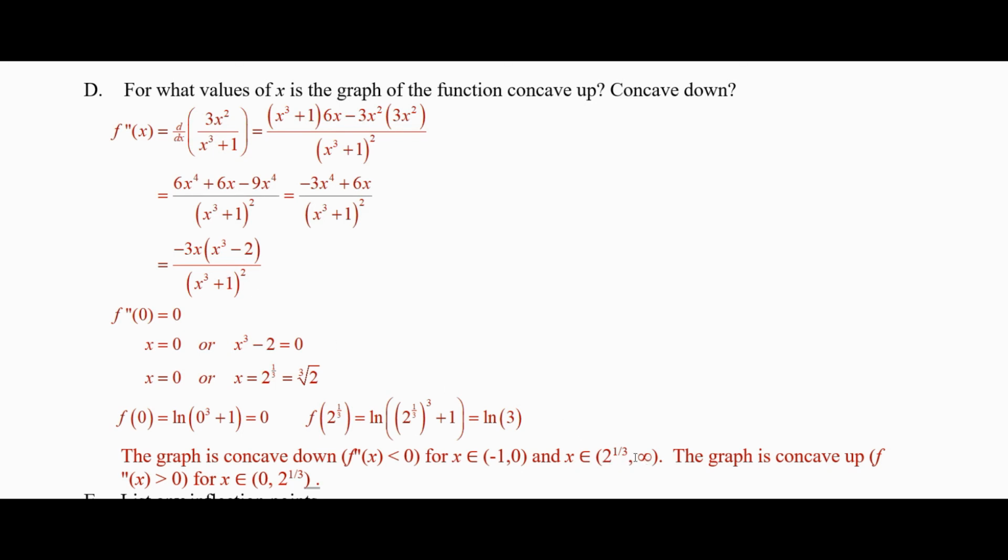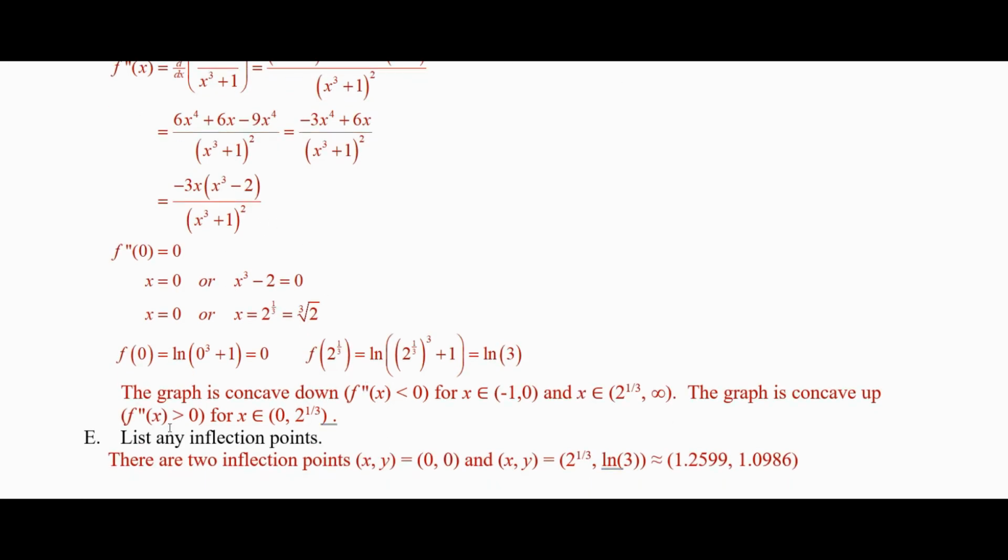Bigger than 2 to the 1/3, this term is positive. This is positive, so that makes the whole top negative. The bottom is always positive. So that makes the second derivative negative whenever you're in there. Between 0 and 2 to the 1/3, this term, x cubed minus 2, is negative, but the x is positive, so the top turns out to be all positive. Bottom's always positive because of the square, and you get concave up for that portion.